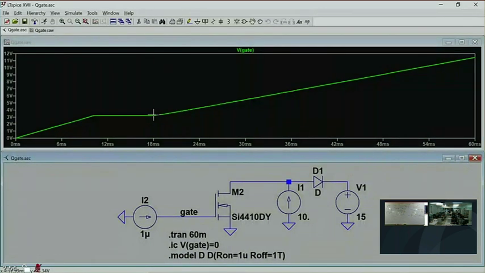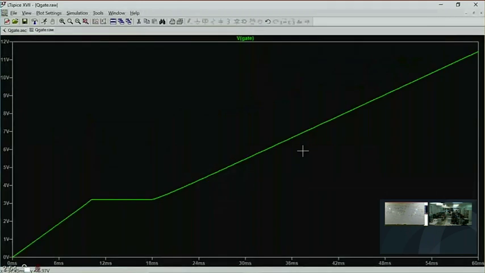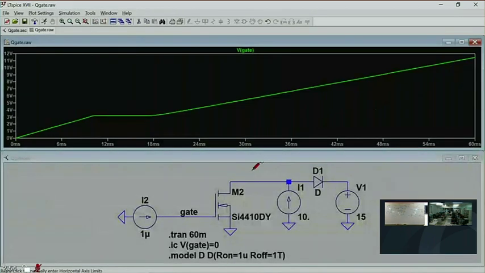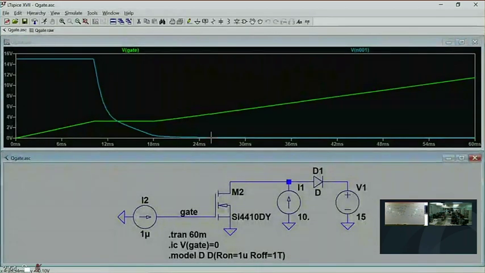Then it can't slew anymore. It can't Miller multiply that capacitance. And now if you put more charge in the gate, you get this slope. And the fact that this slope is different than that slope is due to the fact that the gate drain capacitance has changed. Now I can draw the drain voltage here. There's a drain voltage.